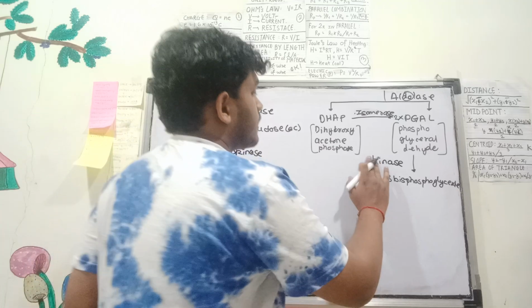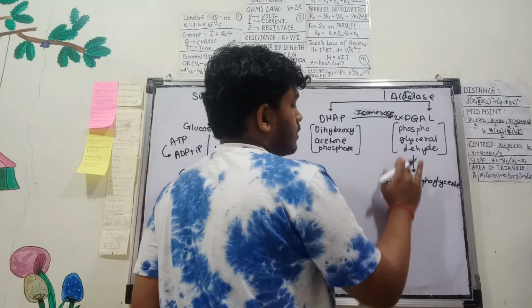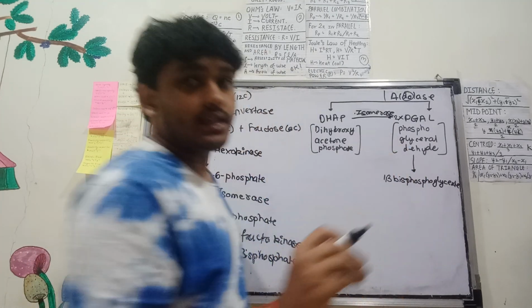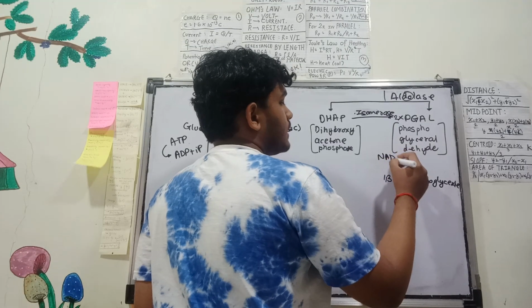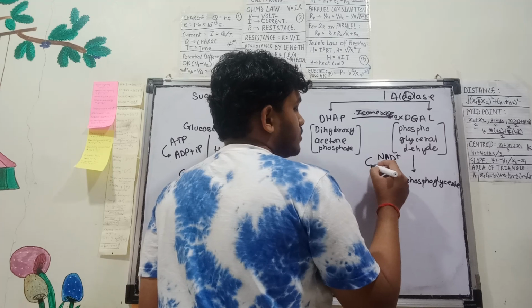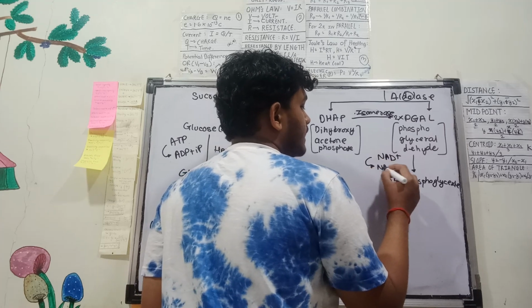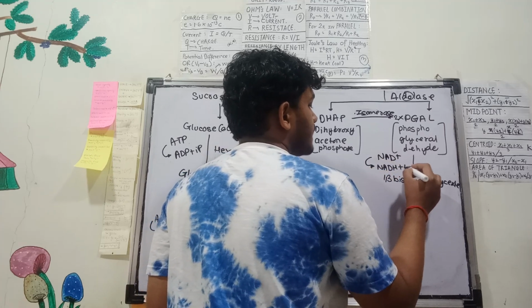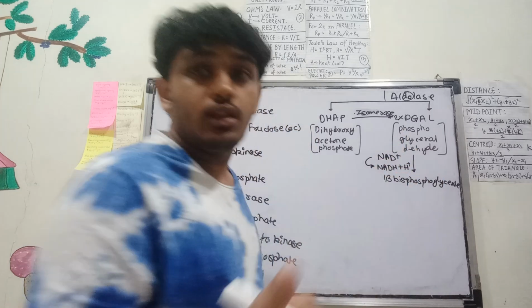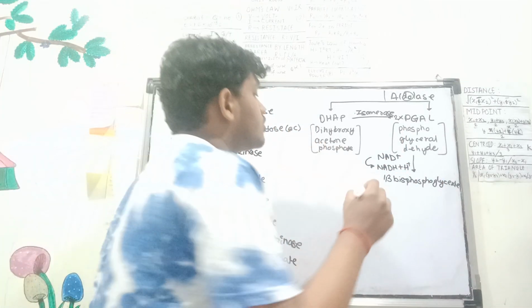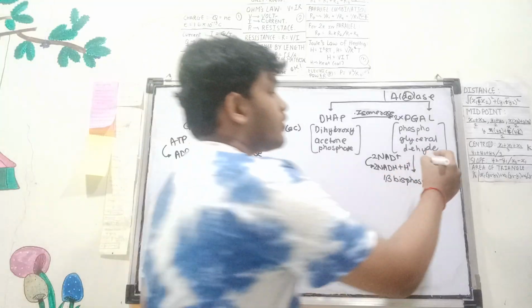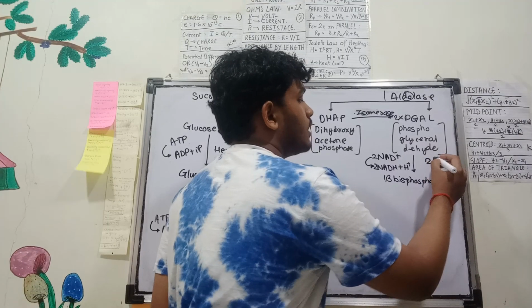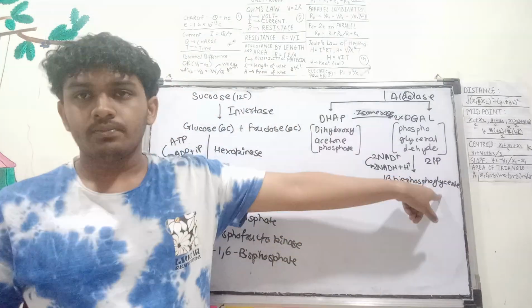So how is the NADH formed? Let's see that. NAD plus is converted into NADH plus H plus, and this will all be happening in two numbers. I mean 2. And also two phosphate ions are obtained, which are given to the compound.